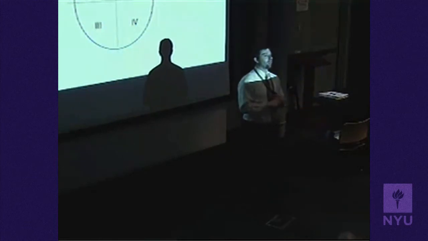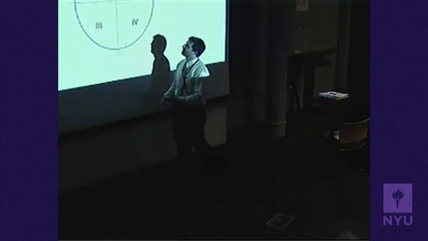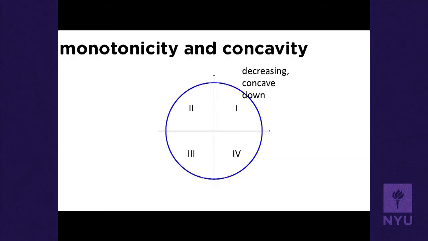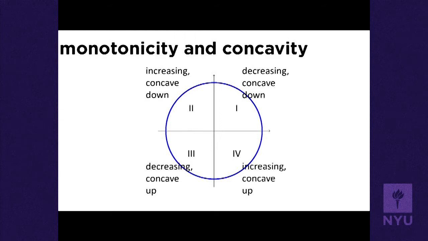How many say 4? Okay, yeah, the correct answer is 2. On quadrant 1, if you go from left to right, the function is decreasing and concave down. Quadrant 2, it's increasing and concave down. Quadrant 3, we're decreasing but concave up, right? Holds water. And in quadrant 4, increasing and concave up.